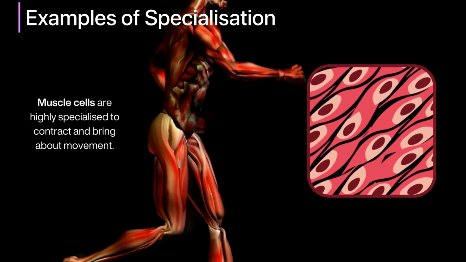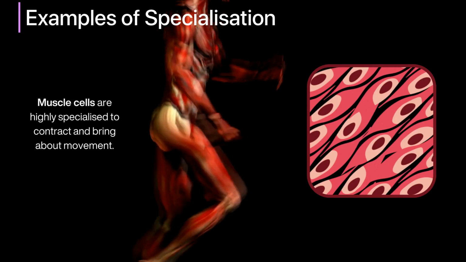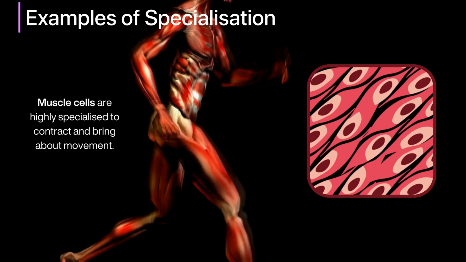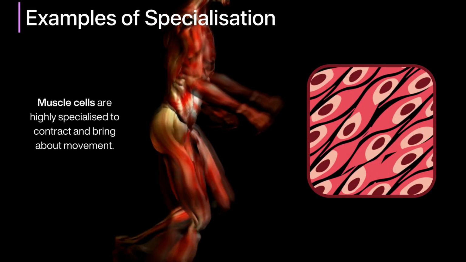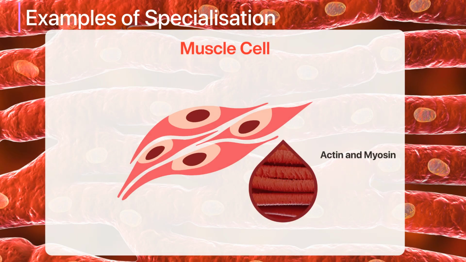Now, let's learn about a third and final example of a specialized animal cell. Muscle cells are highly specialized to contract and bring about movement. They possess unique properties that enable them to perform this function effectively. For instance, muscle cells contain proteins called actin and myosin, which slide over each other to enable muscle contraction.